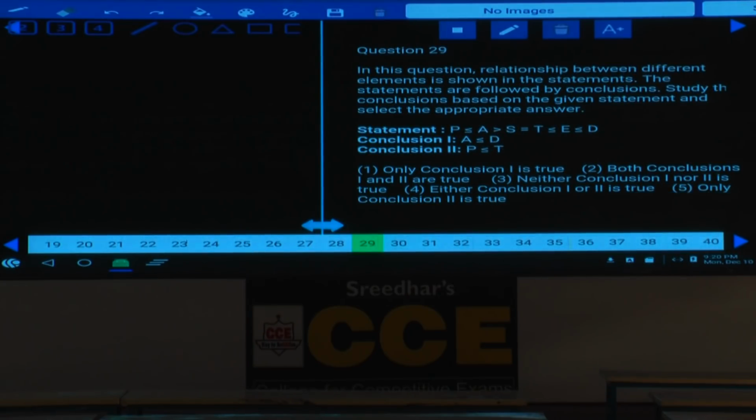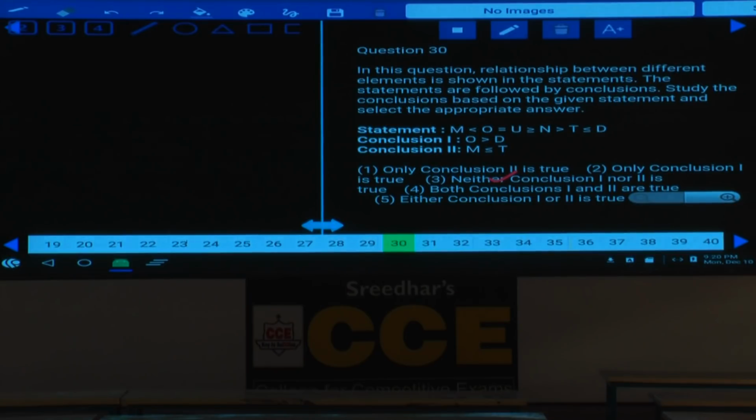Then coming to question number 29, the relation between A and D. Between A and D, there is 1 greater than, 1 lesser than, 2 opposite symbols, no relation. The relation between P and D, lesser than, greater than, 2 opposite symbols, no relation. Hence neither conclusion 1 nor 2, that is choice 3 is the answer, 29. Then question number 30, the relation between O and D. This is greater than, this is lesser than, 2 opposite symbols, that is ruled out. Then the relation between M and T, 1 lesser than, greater than, this is also ruled out. Hence neither conclusion 1 nor 2, that is choice 3.